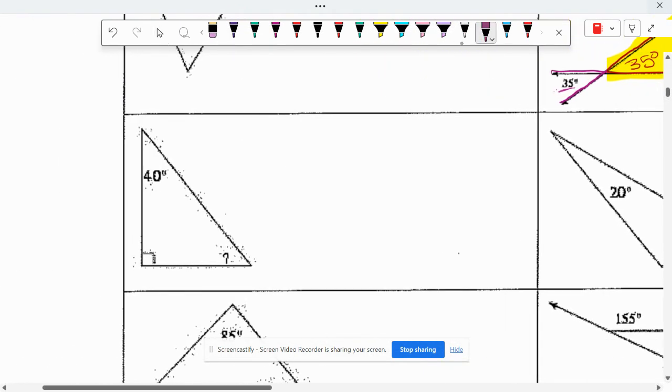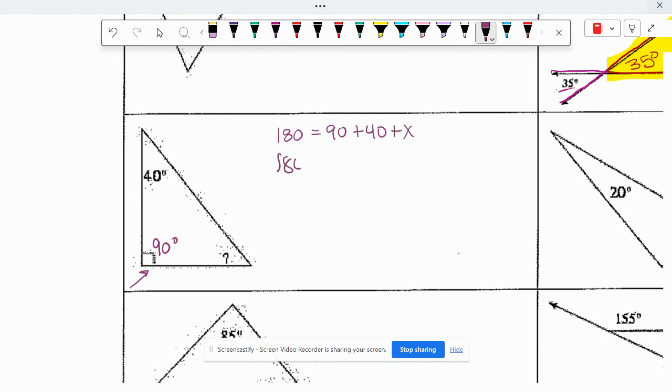Let's go to this example right here. Notice this means that this is 90 degrees. So I have 180 equals 90 plus 40 plus x. 180 equals 130 plus x. When I subtract 130 from both sides, I find out that x equals 50 degrees.